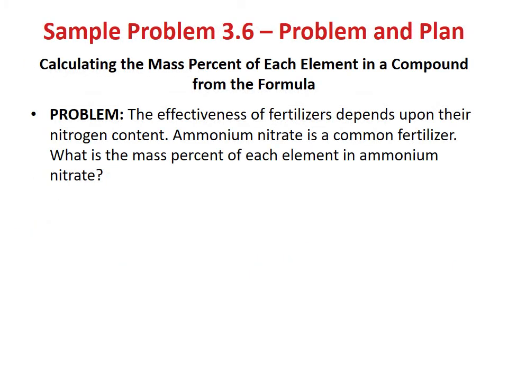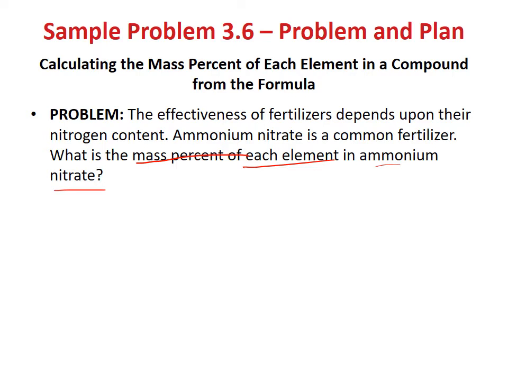Sample problem 3.6. The effectiveness of fertilizers depends on their nitrogen content. Ammonium nitrate is a common fertilizer. What is the mass percent of each element in ammonium nitrate? So we want to calculate the mass percent of each element in ammonium nitrate.